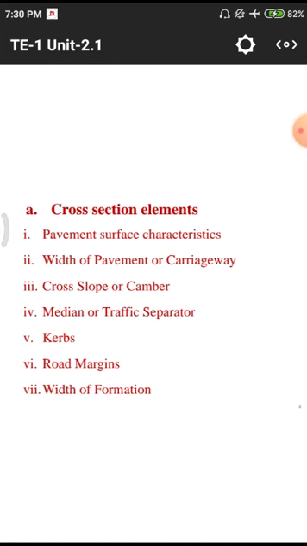And third one, cross slope or camber. Cross slopes are mainly observed in racing tracks.